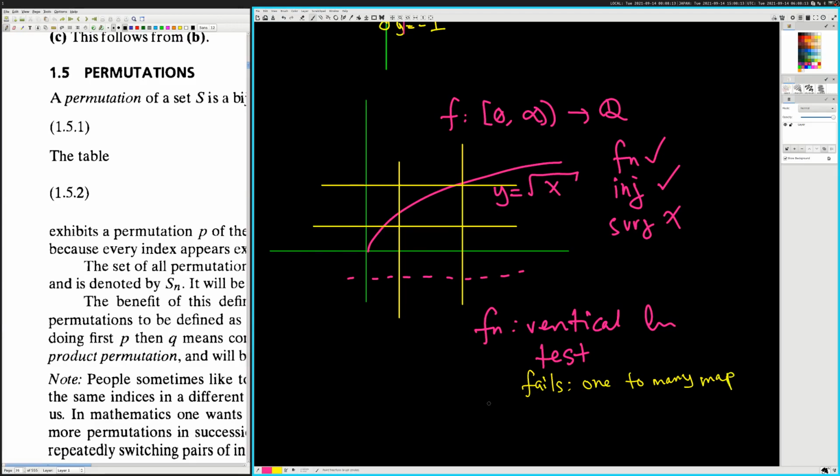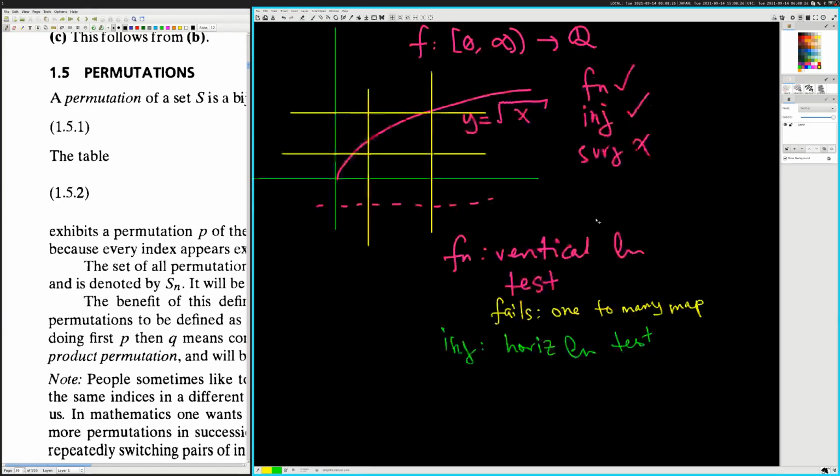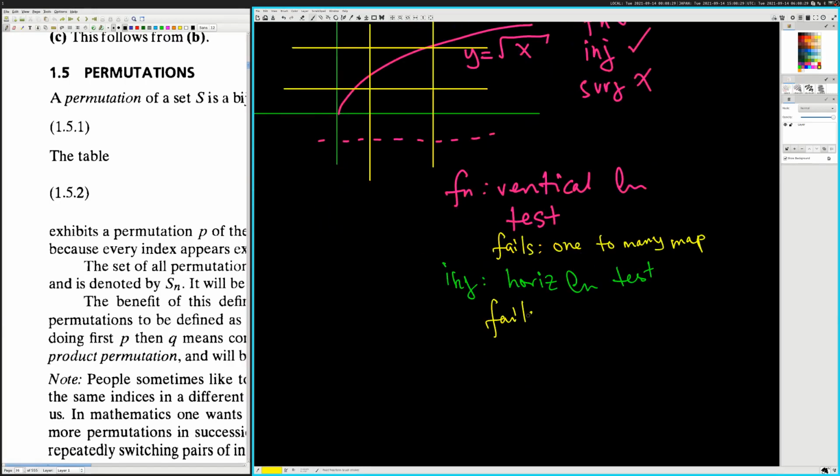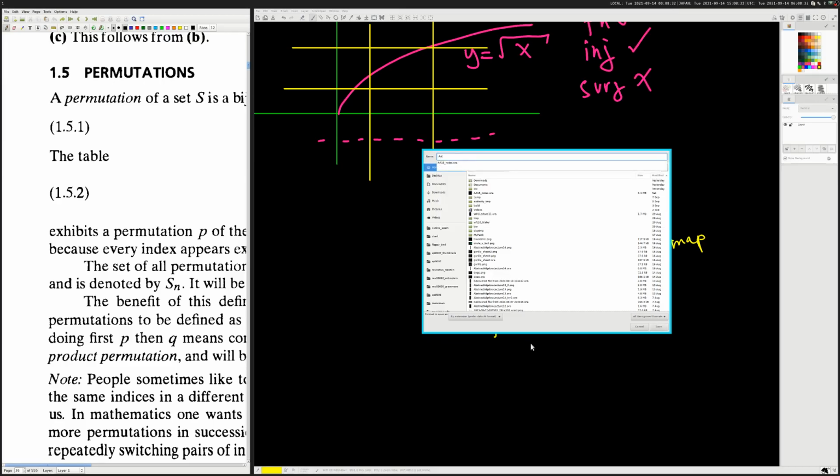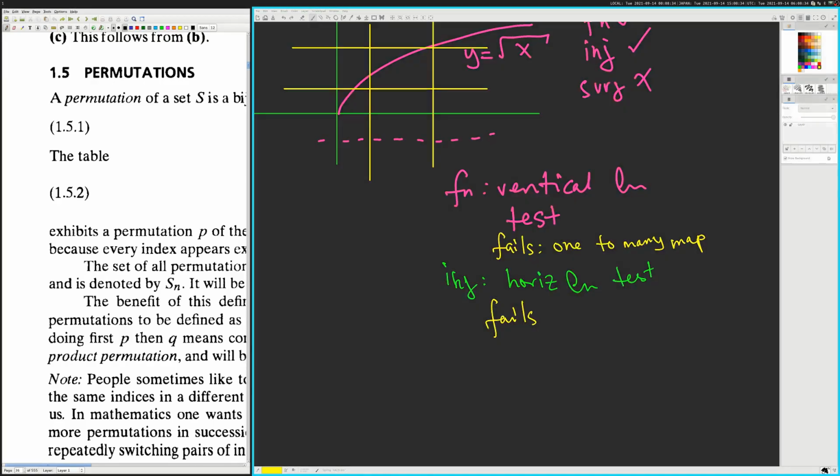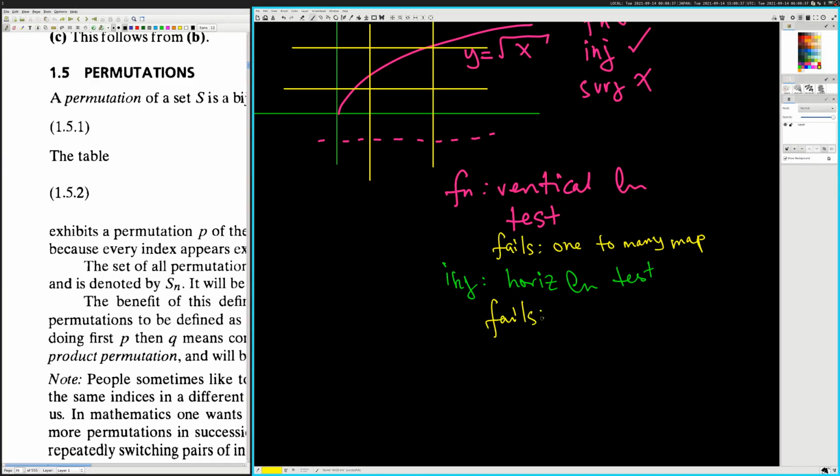And then for the injective horizontal line test, if it fails, let me save this, because if it fails, this is a many-to-one map. If it fails, it's a many-to-one map.